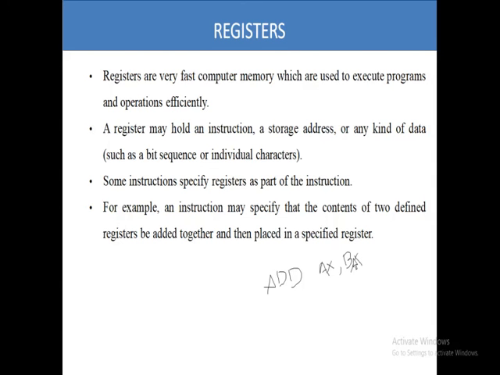AX and BX are containing data. The ADD operation indicates that the contents of AX and BX are added, and the result will be stored in the AX register. If AX contains 5 and BX contains 3, then 5 plus 3 is added and the result 8 will be stored in AX. This is one of the instructions, and that instruction uses registers.